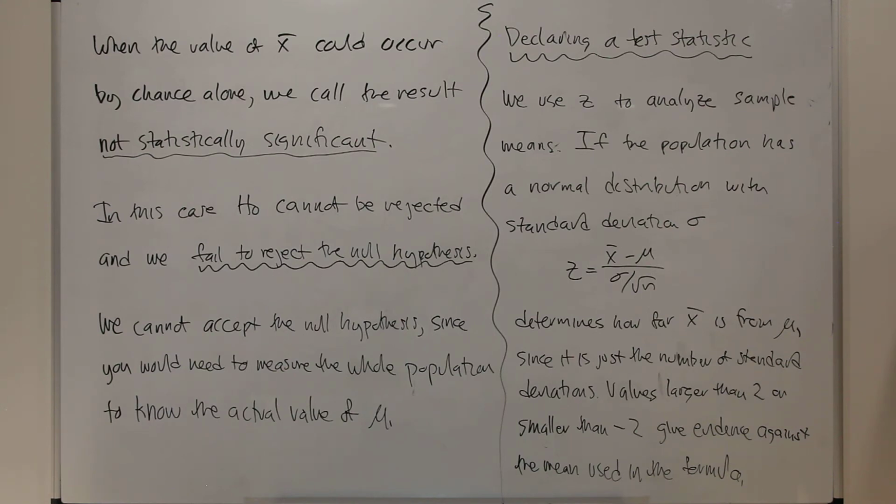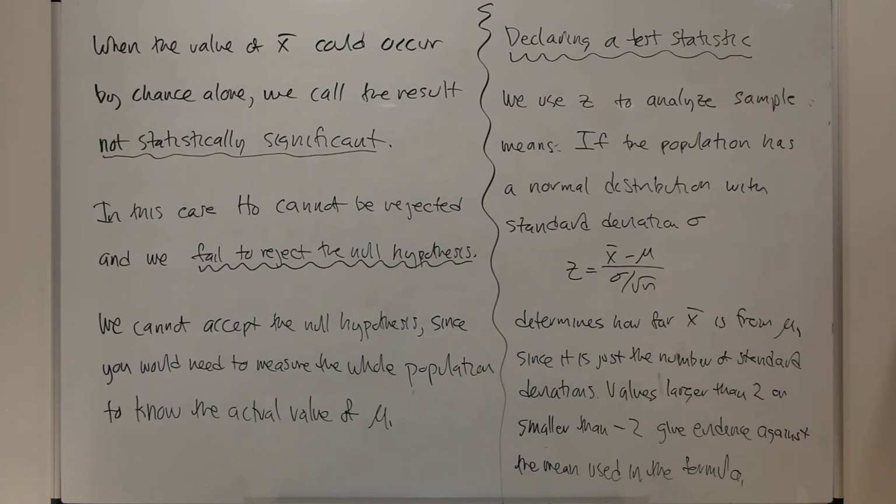That's because 95% of the time, z comes out between 2 and minus 2. And so if you don't get between 2 and minus 2, it's considered an unusual value. And one way to get an unusual value is to use the wrong value for mu in the formula. So that's the thinking. If I get an unusual z value, maybe mu is wrong. On the other hand, maybe x bar was an unusual value to begin with, and mu is correct. That's the thing we have to think about at all times.